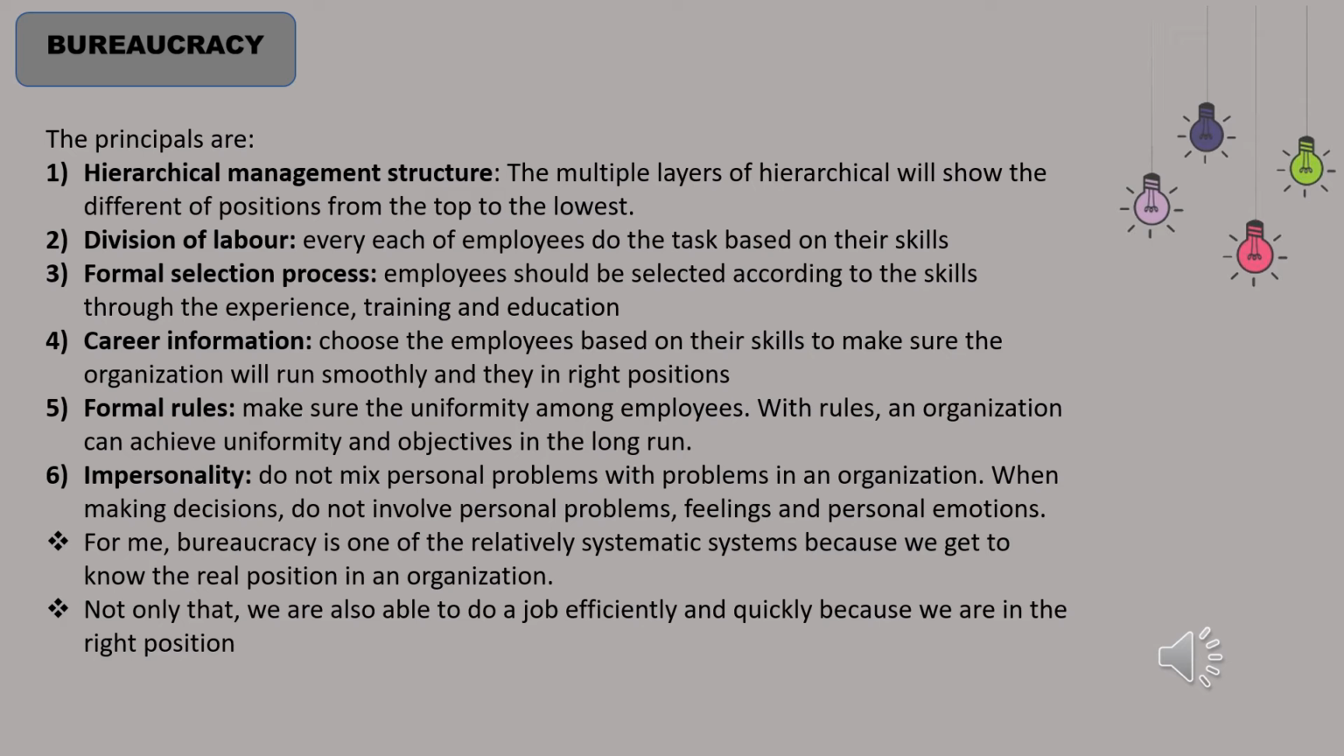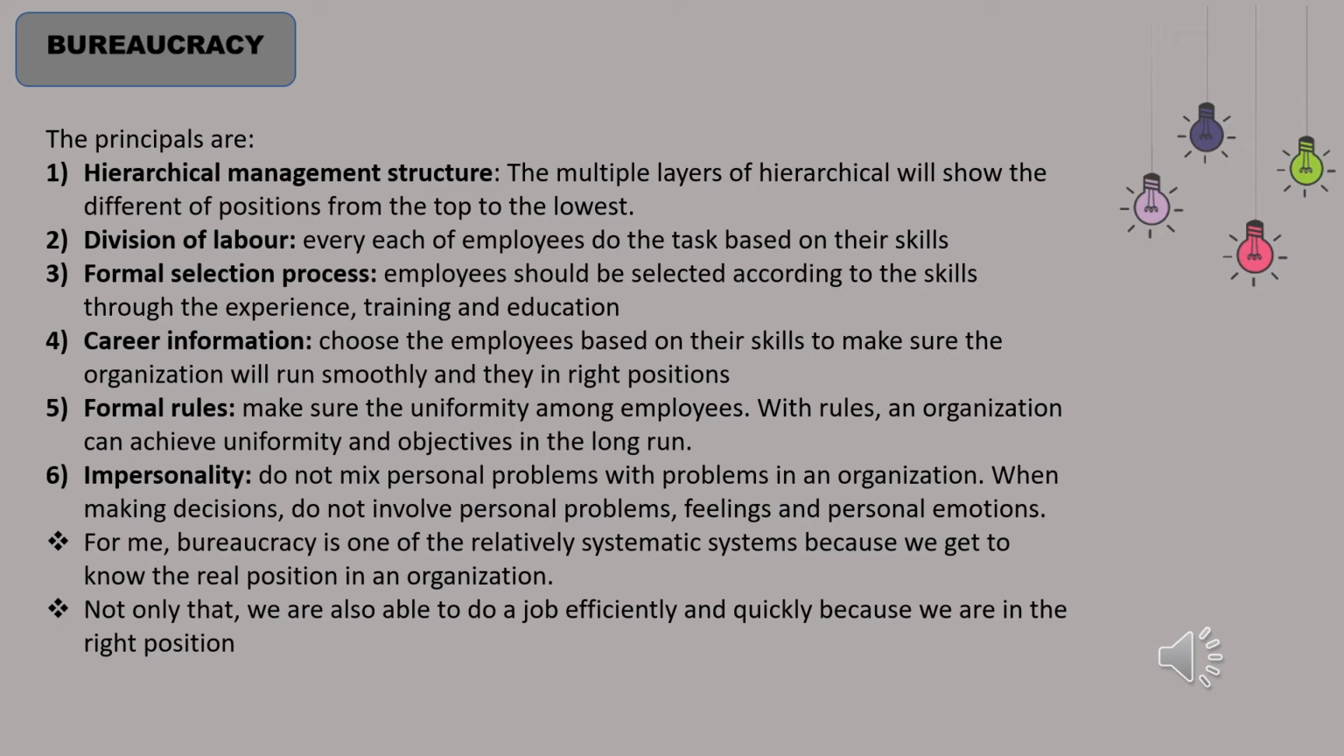The first principle is hierarchical management structure. The multiple layers of hierarchy show the difference of positions from the top to the lowest. The second one is division of labor. Each employee does the task based on their skills. Number 3, formal selection process, in which each employee should be selected according to skills through experience, training, and education. Number 4, career information. Max Weber concluded that we need to choose employees based on their skills to make sure the organization will run smoothly and they are in the right position. Number 5, formal rules.